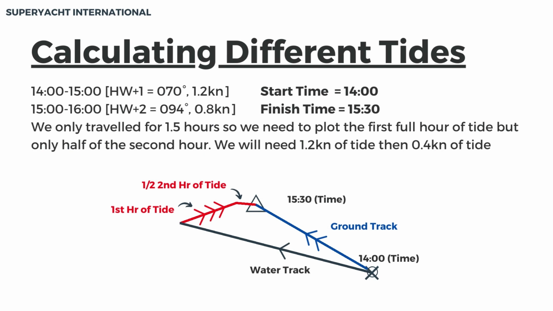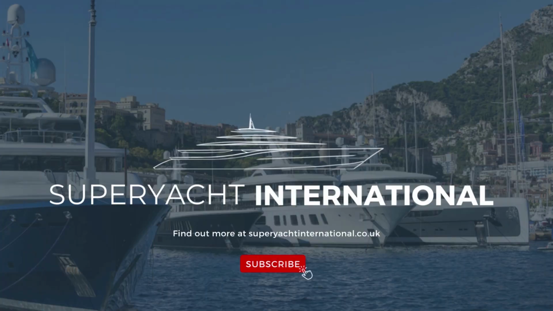Travel time is 1.5 hours, so we need the first full hour and only half of the second. 1.2 knots is hour 1, and now only 0.4 knots is hour 2. As you will see from the diagram, both tides must be plotted.